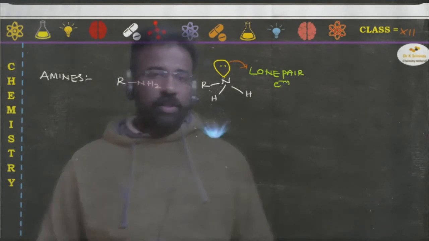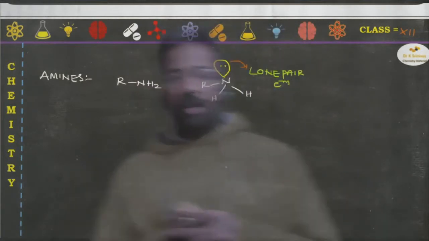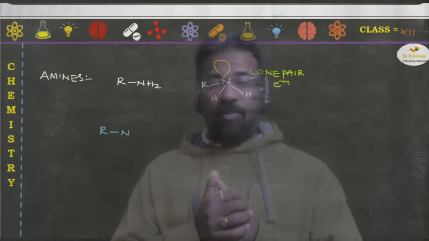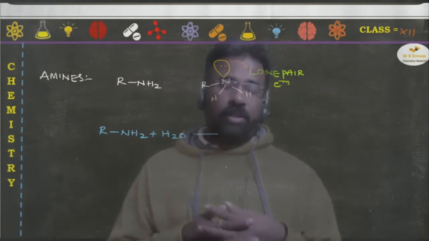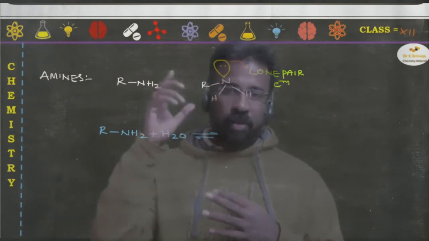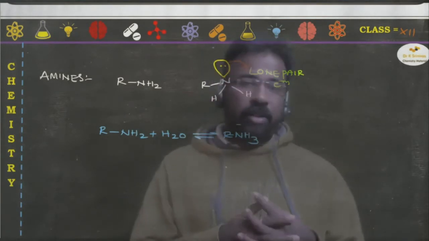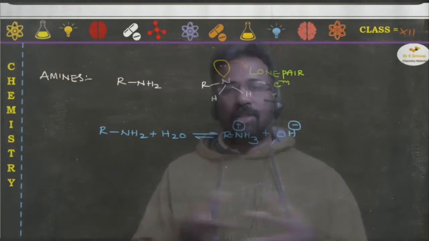Now we are going to discuss the basicity. As you are aware, bases have a tendency to give OH minus ions, but in the amines, we don't have OH minus ions. Instead, we have the lone pair of electrons. It has a tendency to donate the lone pair of electrons. That gives the basicity of the amines.